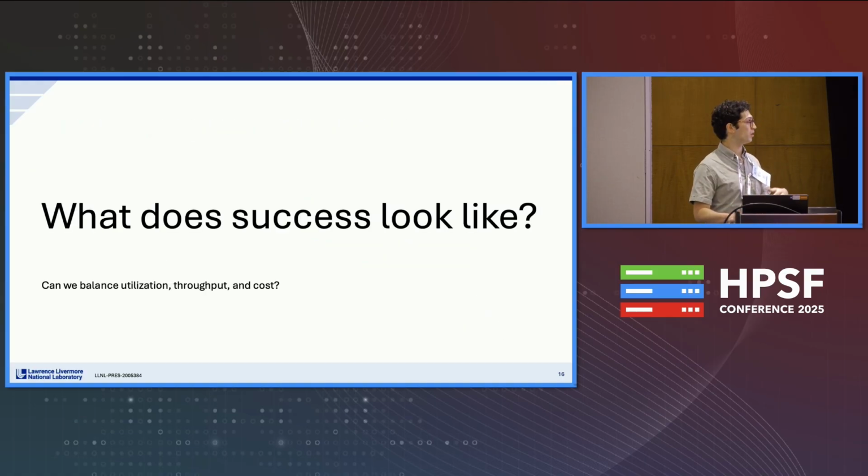So I want to talk a bit about what success might look like, because there are some competing factors when it comes to utilization, throughput, and cost.